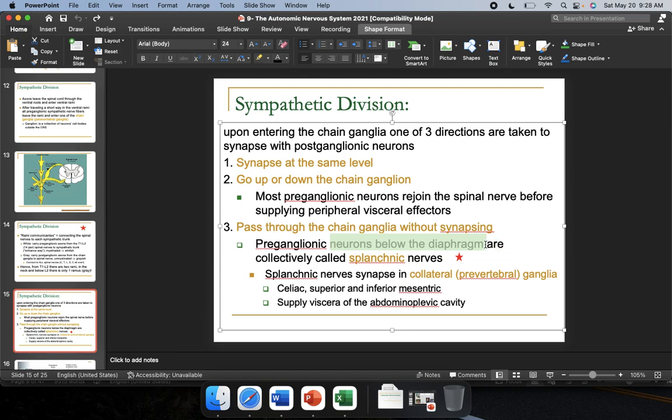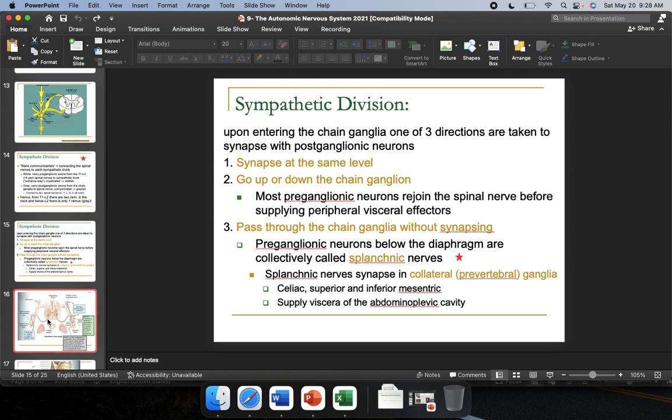Preganglionic neurons below the diaphragm are collectively called splanchnic nerves. Splanchnic nerves synapse in collateral ganglia. Okay, so there's a separate set of ganglia where we can go out and synapse on those ganglia outside of the chain ganglia.